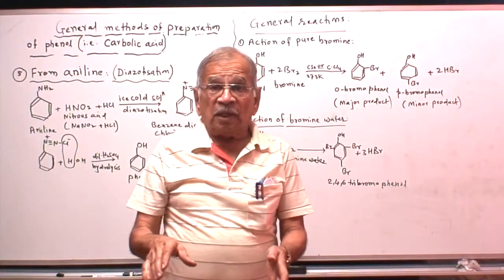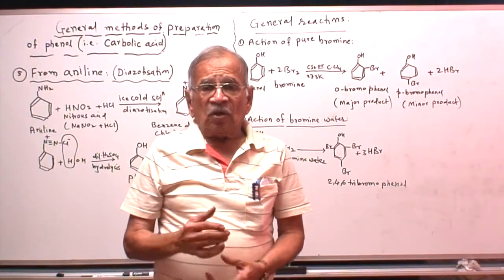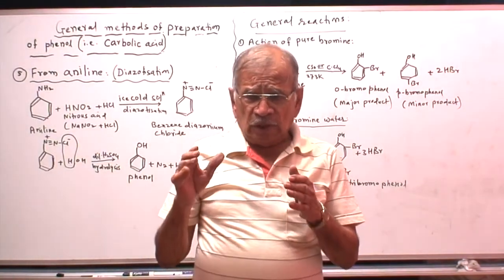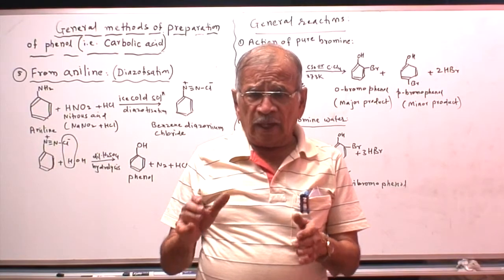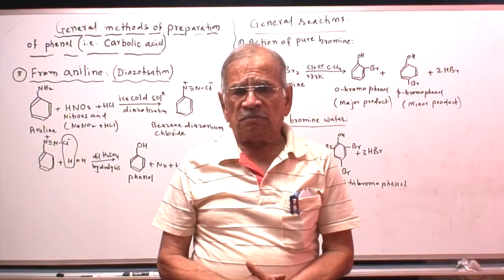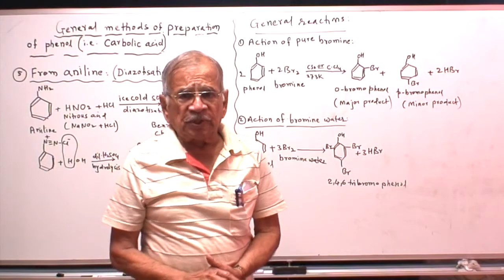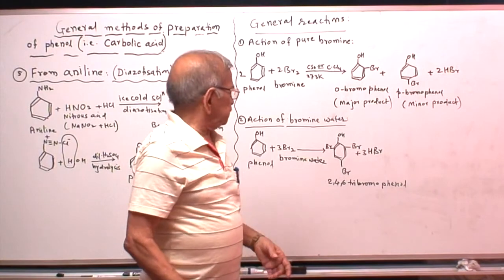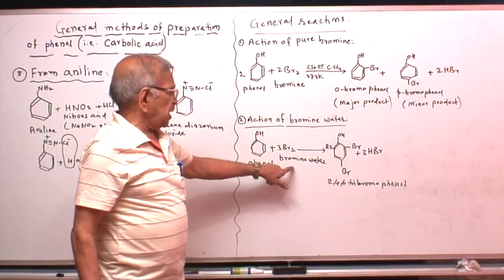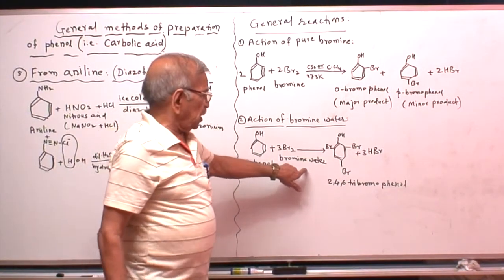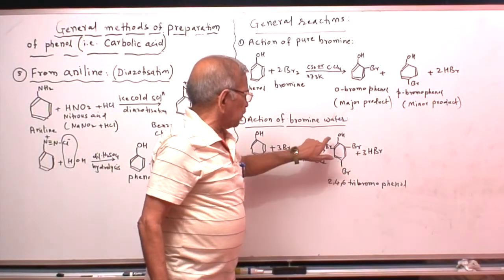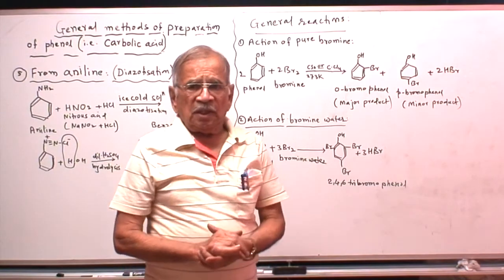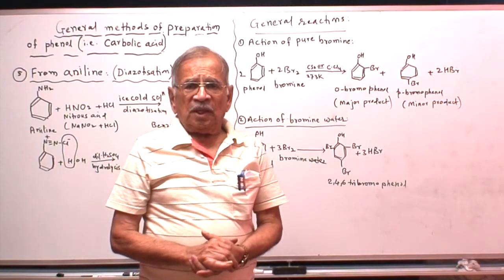This is the reaction with pure bromine. However, with bromine water, the reaction is different. With bromine water, there is formation of a yellowish brown precipitate of 2,4,6 tribromophenol. Phenol plus 3Br2 in the form of bromine water gives 2,4,6 tribromophenol plus, of course, thrice HBr.